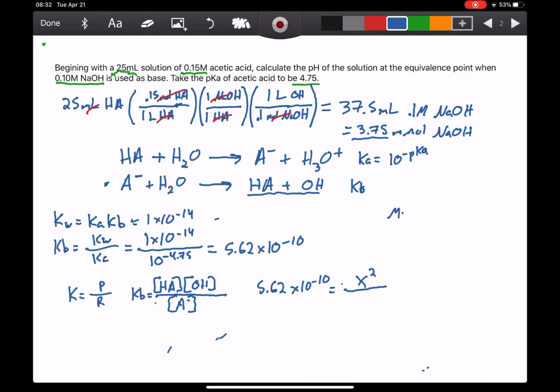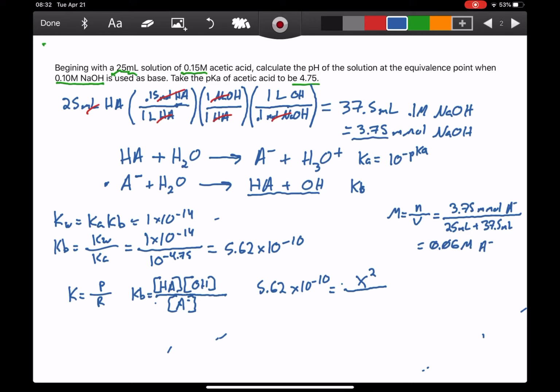So molarity is equal to the number of moles over the volume. So we have 3.75 millimoles of A minus. And now our new concentration is going to be 25 milliliters plus 37.5 milliliters. Now, when we divide this out, we're going to see that milli cancels out, and we're going to be left with moles per liter. And this is going to be 0.06 molar, and that's our concentration of A minus.